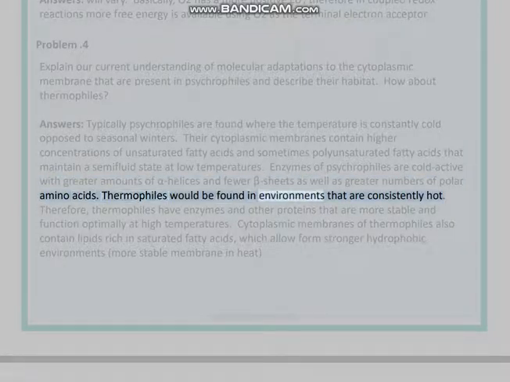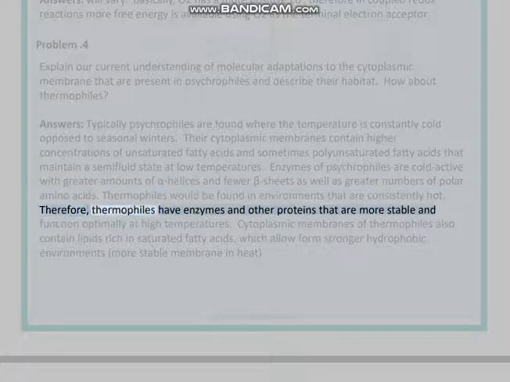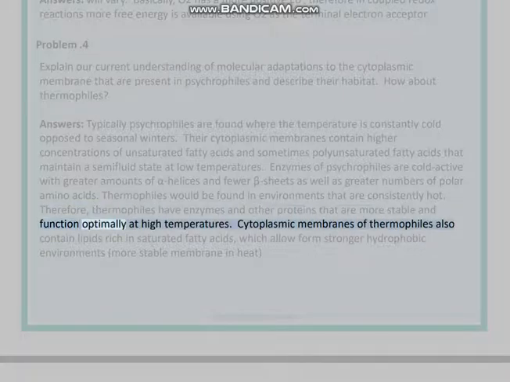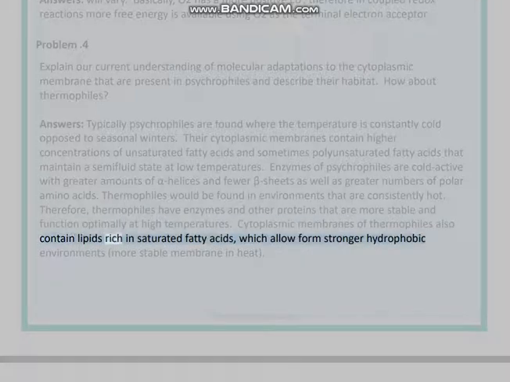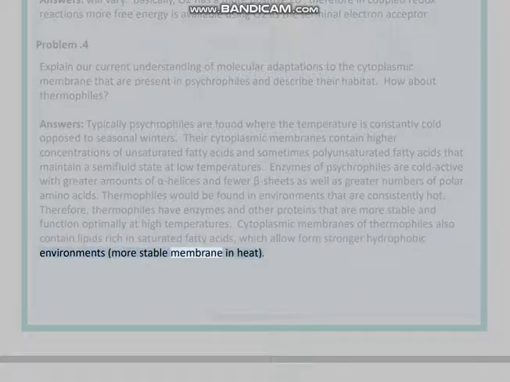Thermophiles would be found in environments that are consistently hot. Therefore, thermophiles have enzymes and other proteins that are more stable and function optimally at high temperatures. Cytoplasmic membranes of thermophiles also contain lipids rich in saturated fatty acids, which allow formation of stronger hydrophobic environments, a more stable membrane in heat.